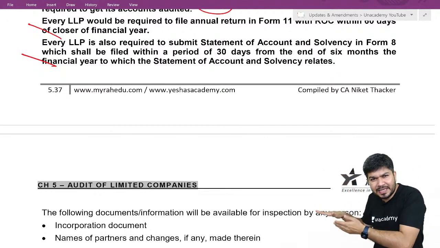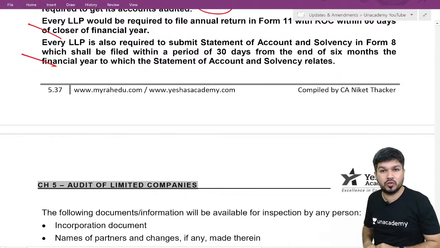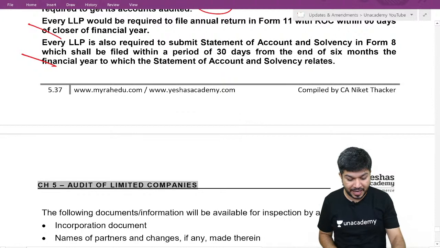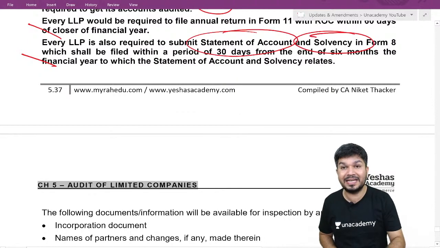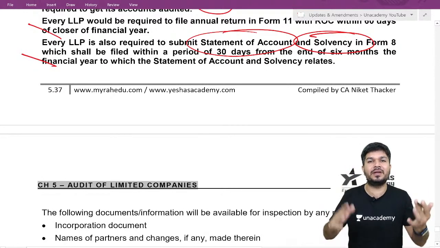September ends, and after that within 30 days. So it is by 30th October. By 30th October, they have to file their accounts along with the declaration of solvency, that they will not become insolvent within a period of 1 year.